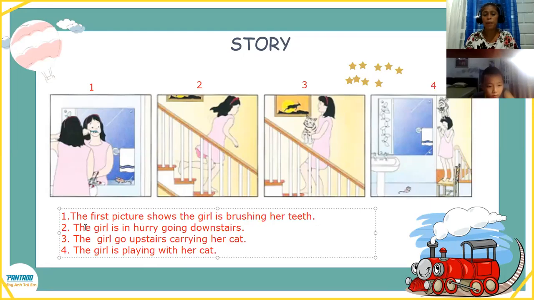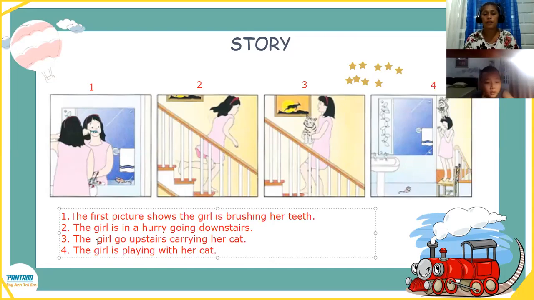Two. The second picture is hurry going downstairs. Okay. The girl is in a hurry going downstairs. Look at the girl. It seems she's in a hurry. You know what hurry is? Fast. Okay. Number three. Read.